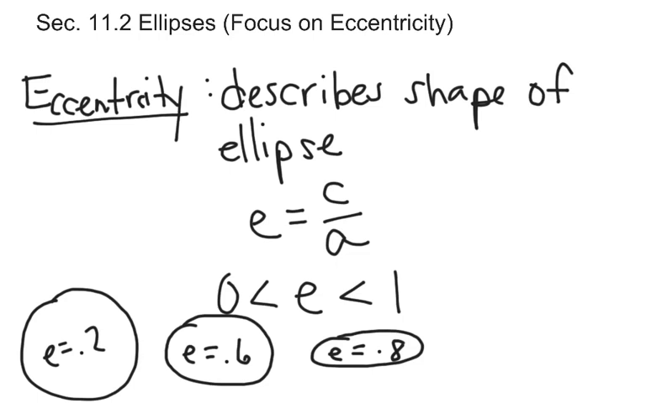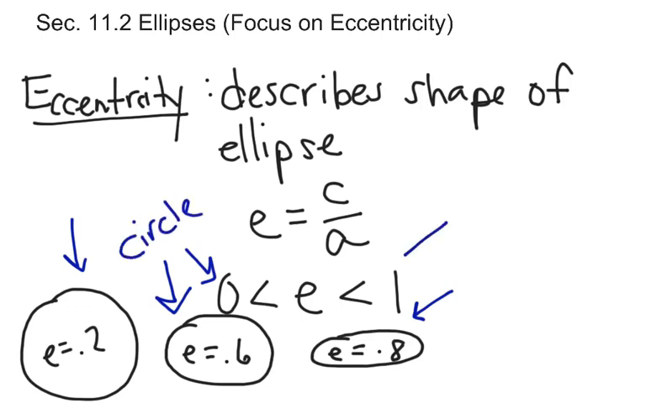Now, we know that ellipses can be kind of circular. They can start to flatten and elongate. They can be really elongated. And the eccentricity is going to be described by a value between 0 and 1, where the closer to 0 you are, the more the ellipse looks like a circle. The closer to 1 you are, the more elongated or eccentric the ellipse is.